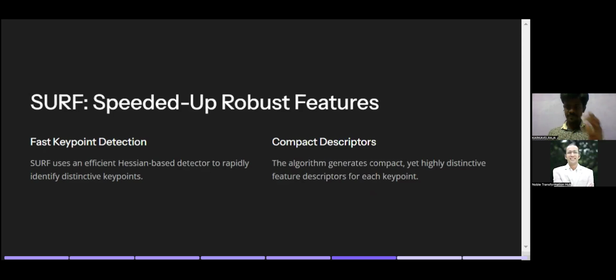So these are the aspects of SURF. It is going to speed up the robust features detection, and compact descriptors are going to help to detect distinctive features in each key point. It is rapidly identifying distinctive key points also. So these are the main characteristics of SURF, Speeded Up Robust Features. So let's move to the other section. Yeah, sure sir, let's move.